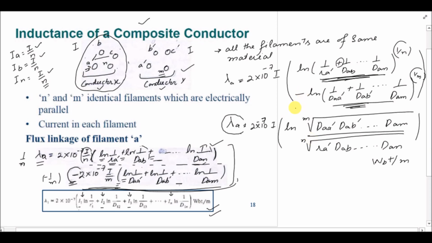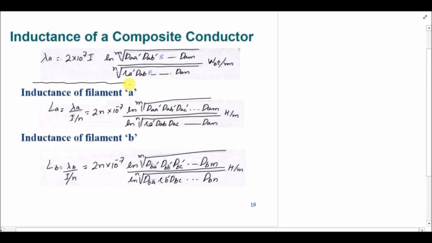So now if we have to find the inductance, if we go to the next slide, this is the flux linkage value that we calculated on the last slide. Now if we have to calculate the inductance for conductor number A, we just have to divide it by the current that is flowing through that conductor. As all the conductors have the same current flowing through them, the current is I by n, so we will be dividing lambda A by I by n. If we divide this equation by I by n, I will cancel out and n will go into the numerator. So this is 2n into 10 raised to minus 7. The remaining part of the equation will remain the same.